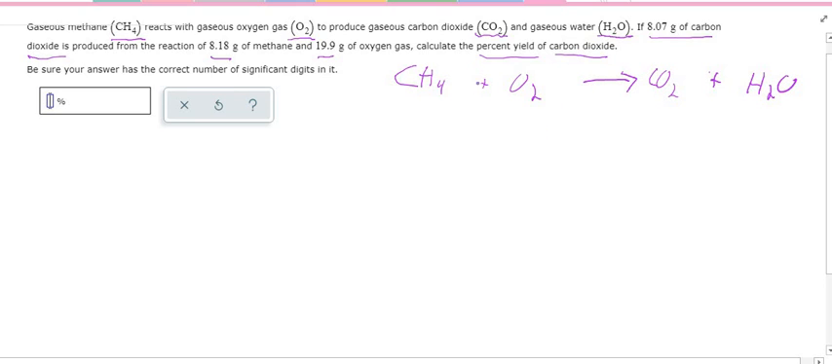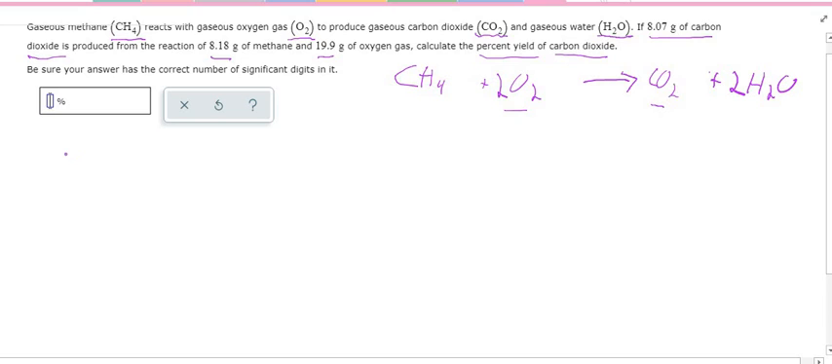I have to balance this thing. So let's see if we can look real quickly and balance that. I know if I put a 2 there, and if I put a 2 there, I think that's going to balance for me, and so it does. So this will give me my stoichiometry. 1 mole of methane produces 1 mole of carbon dioxide. 2 moles of oxygen gives me 1 mole of carbon dioxide.